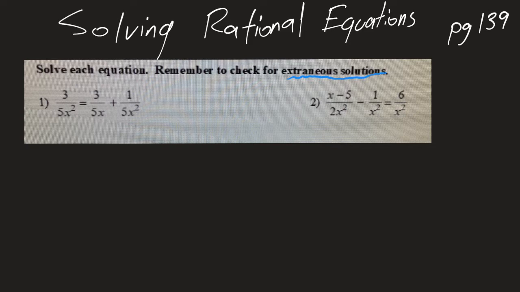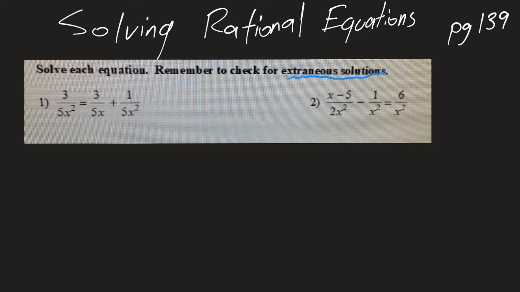Okay, so basically we like to start by listing what our excluded values or extraneous solutions are. So we know that if we get an answer that is one of those numbers, we'll be able to disregard it and say that that solution does not count as an actual answer. Okay, so let's take a look at number one.